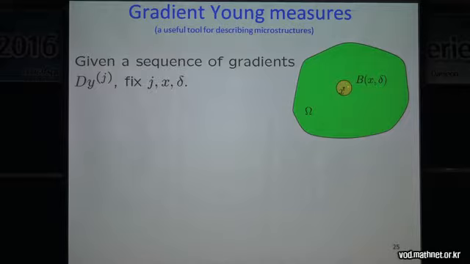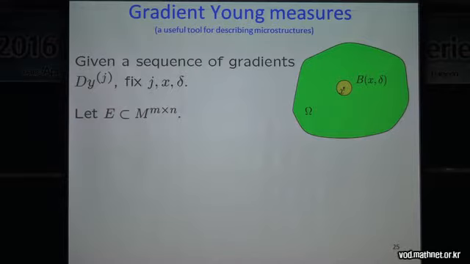So we behave as if we're a microscopist. We take a point x, and we look in some small ball B with radius delta centered at x. I take some subset E of m by n matrices, and I look at the probability distribution corresponding to taking a point at random from this little ball and seeing what the value of Dy_j is. So I'm fixing j, I'm fixing x, and I'm fixing delta. But I pick points at random from this ball, and I would like to know, what's the probability that I get a value lying in the set E when I do that?